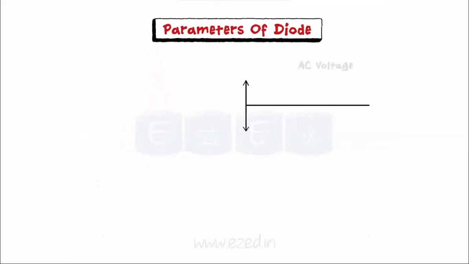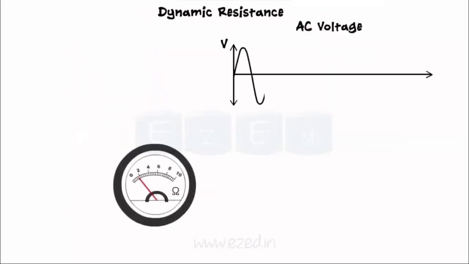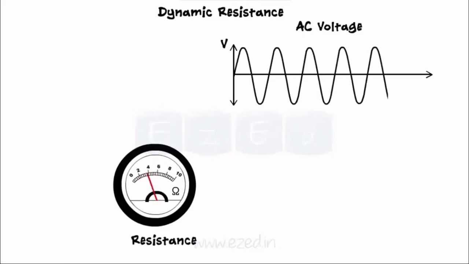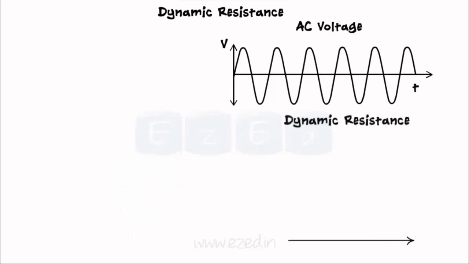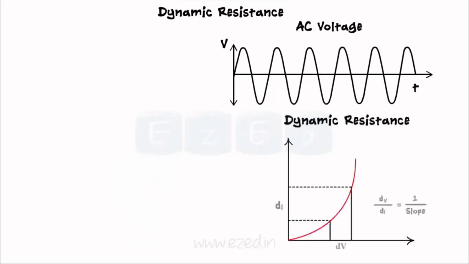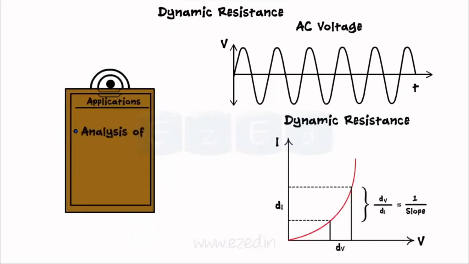When we operate the diode on the AC signal, its resistance does not remain the same as that of DC or static resistance. This is because AC signals continuously change in a sinusoidal manner along the axis, taking alternate positive and negative values. Thus, this resistance becomes dynamic in nature. This dynamic resistance is calculated as dV upon dI. This dynamic resistance comes into the picture as an important parameter when we deal with the analysis of circuits that work on AC signals.